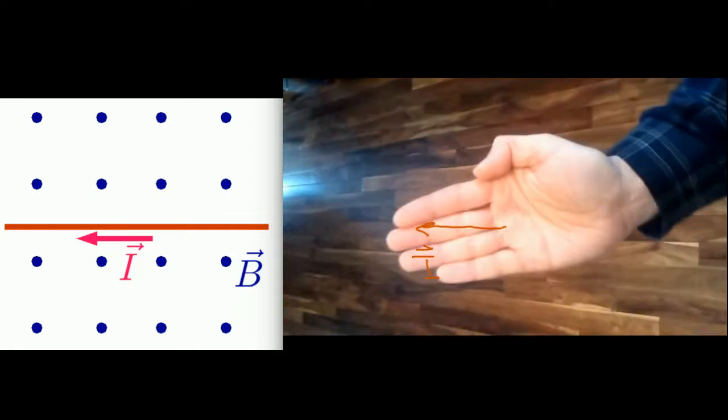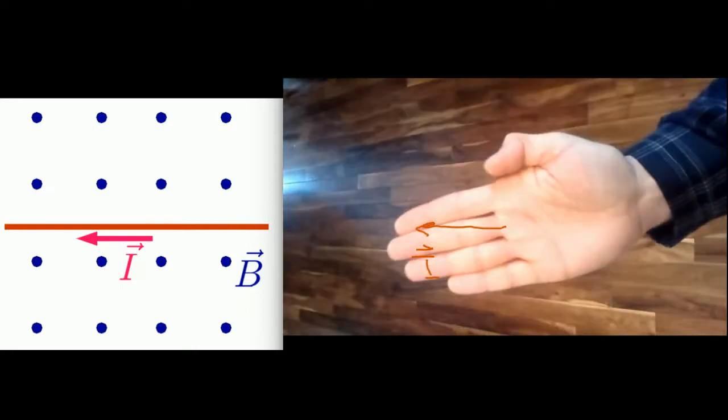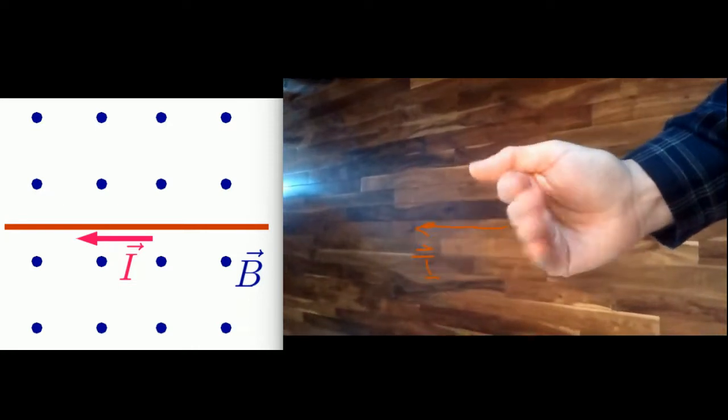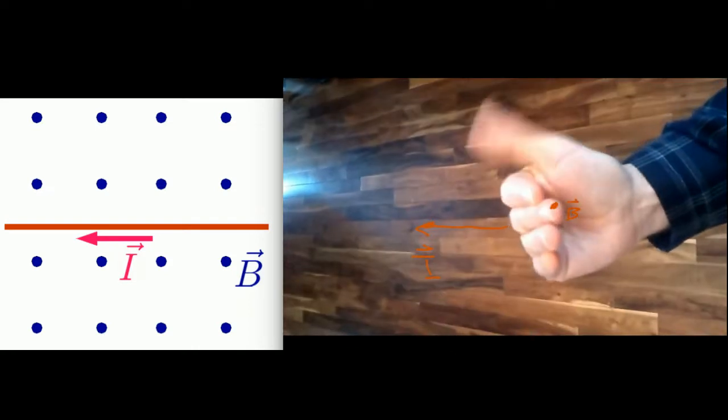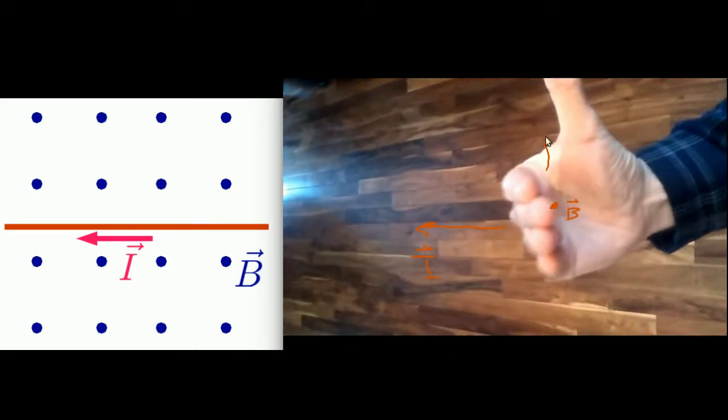So to do so, you have to turn your hand so that your palm faces in the direction of the magnetic field, keeping your fingers pointed in the direction of the current. Now curl your fingers and they point in the direction of the magnetic field, or in this case, out of the screen. Now if you simply raise your thumb, it points in the direction of the magnetic force that will be exerted on the wire.